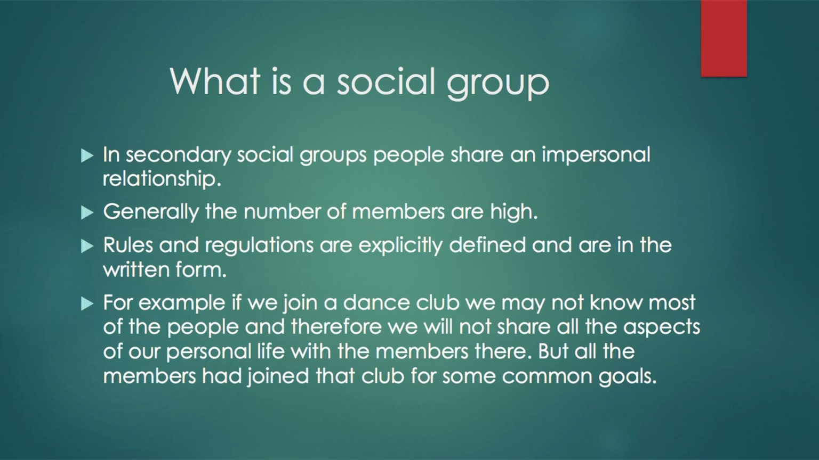In a secondary social group, people share an impersonal relationship. Generally, the number of members is high and the rules and regulations are explicitly defined and are in written form. For example, if we join a dance club, we may not know most of the members of that group, and therefore we might not share all the aspects of our personal life with them. But all the members are required to follow certain common rules and regulations, and all the members have joined the club for some common goals.